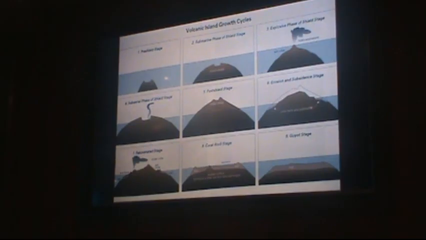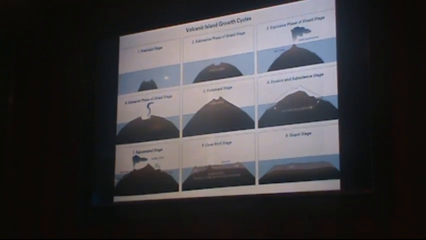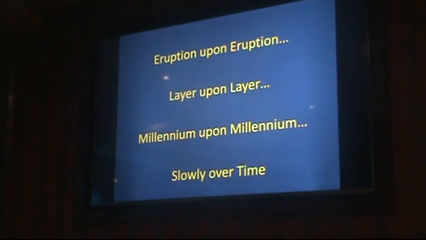And tomorrow we're going to learn if there's coral present where these islands are growing. We're going to learn that that coral is going to grow around the fringe, and then that coral over centuries and millennia will just continue to grow and grow and grow, even though the original volcano lava material is completely gone. And this is how they grow. Eruption upon eruption, layer upon layer. And they grow slowly over time.